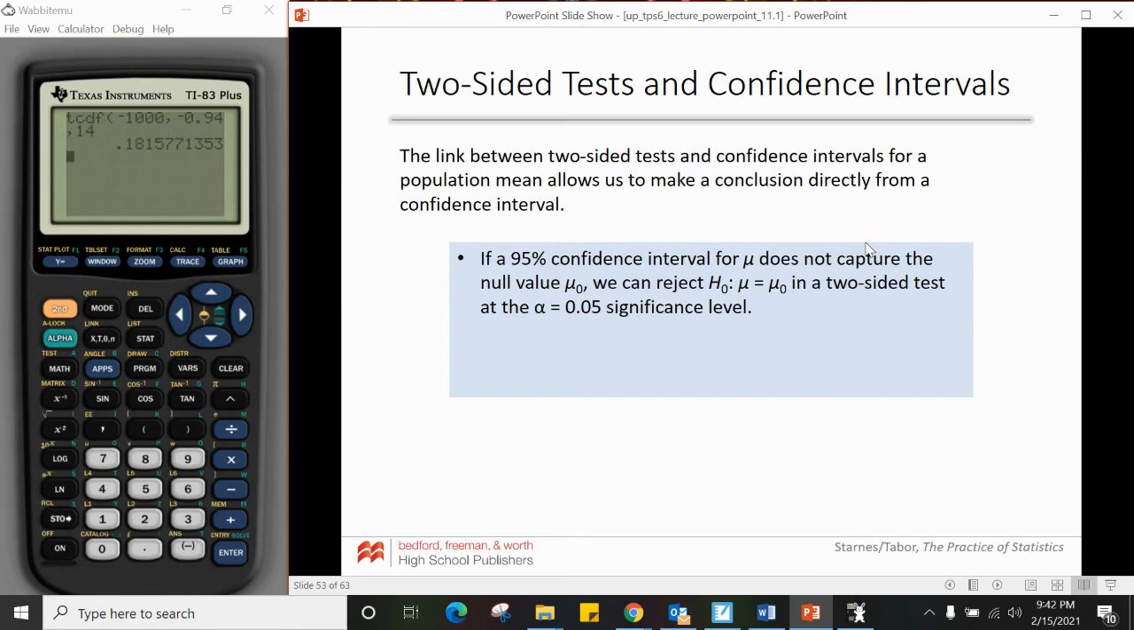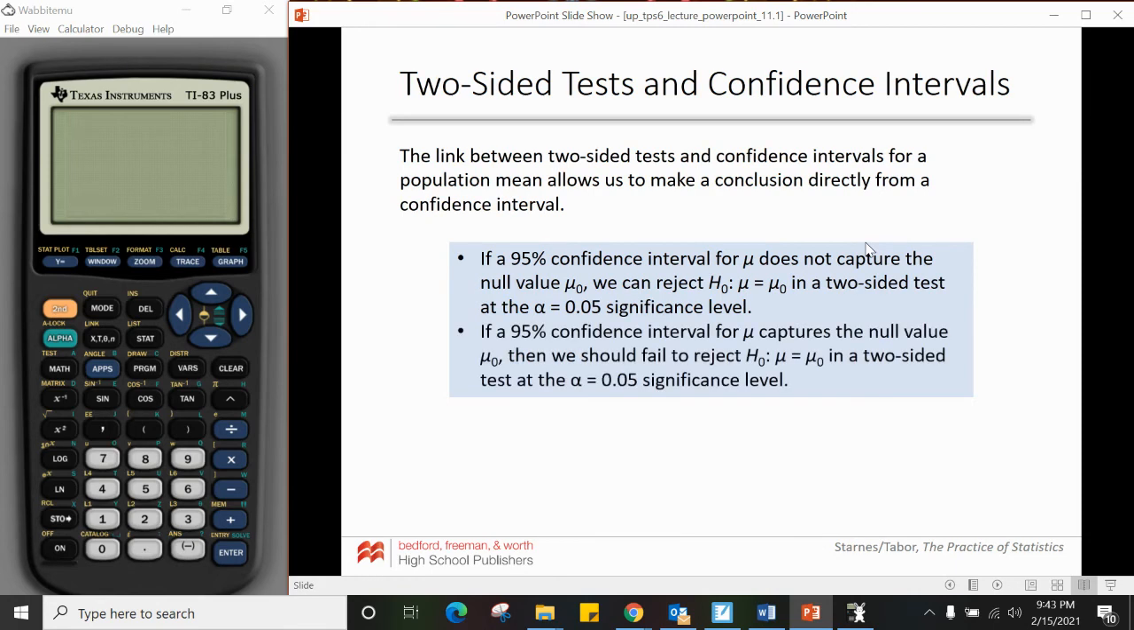And since we're just looking at a two-sided test, remember, a two-sided significance test only happens when the alternative is mu does not equal whatever that value is. So you're looking at both sides. So if the confidence interval doesn't capture it, that means the confidence interval is either completely above or completely below. Then we have evidence to reject H naught.